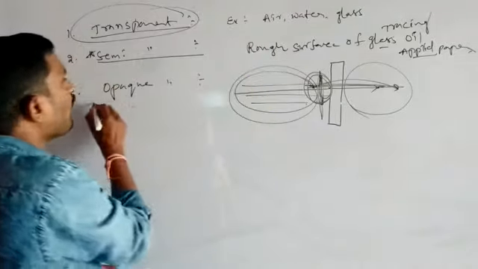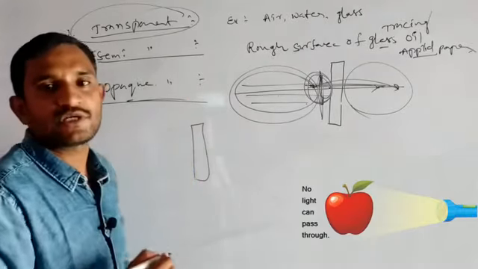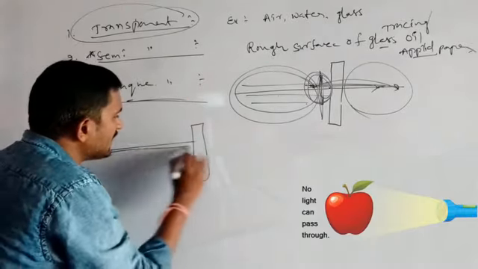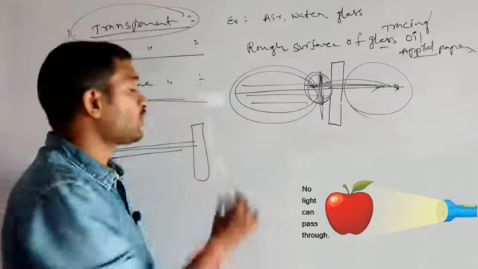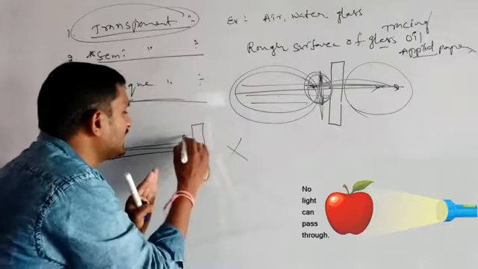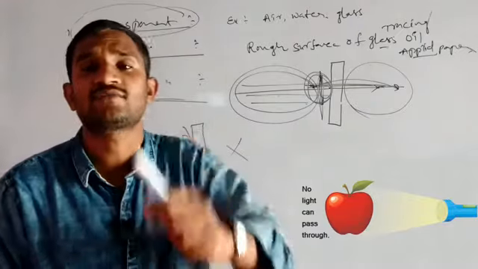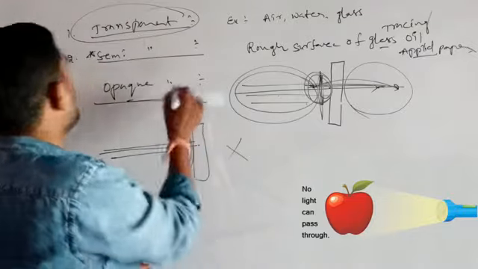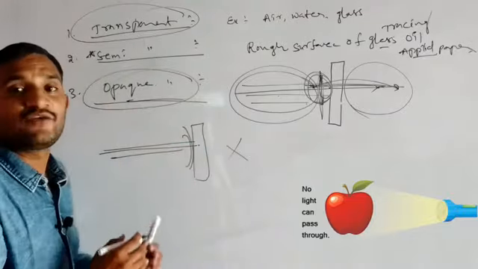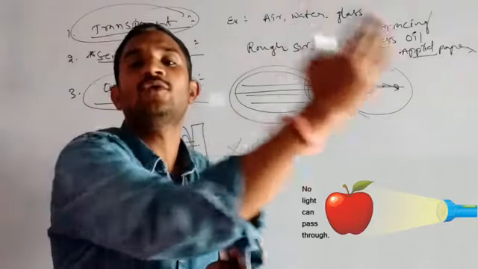Again, opaque substances. Suppose this is any one of the opaque substances. When the light is coming in this way, there is no chance for it to come out the other way. The complete light energy is prevented by this object. This kind of object we have to consider as an opaque substance. They will not allow the light to pass from one side to another side.